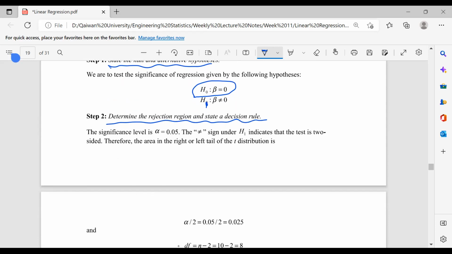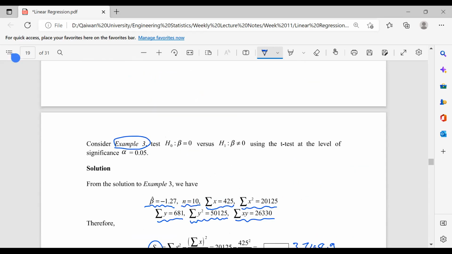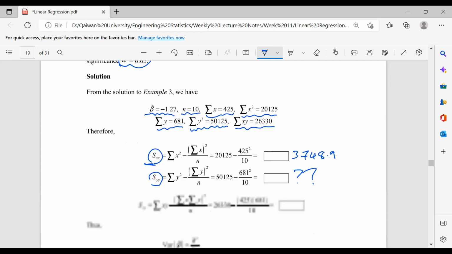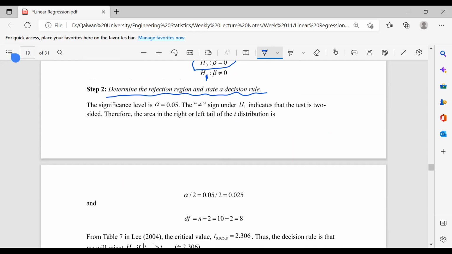Here, we find, as you see in the example, it's given that we use the t-test. We also have given the level of significance, which is alpha. Alpha is given, and it's given that we use the t-test. In step 2, we find t of alpha over 2 and n minus 2. N is 10, and alpha is 0.05.